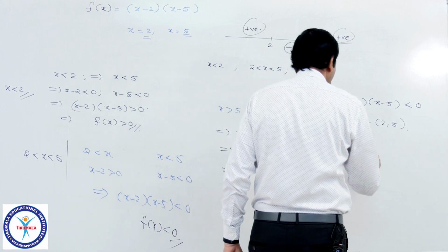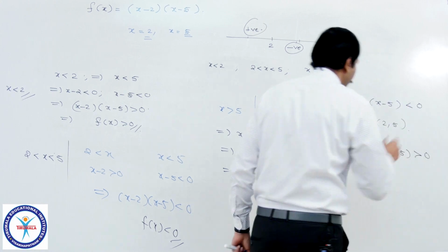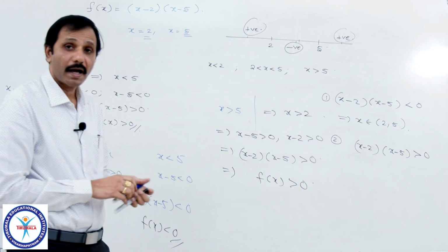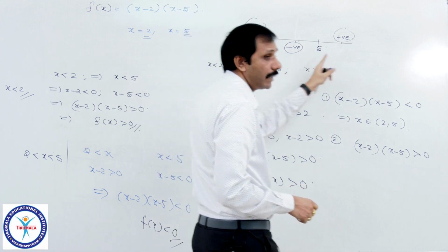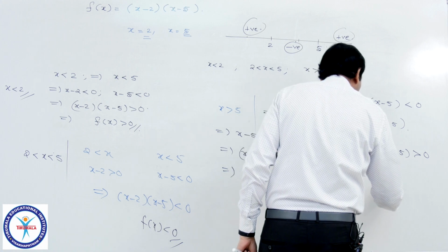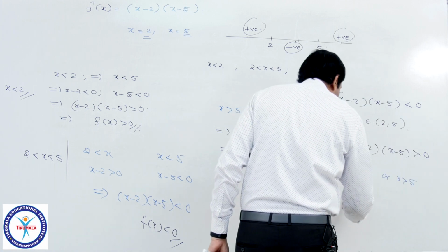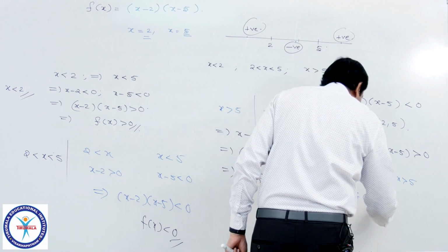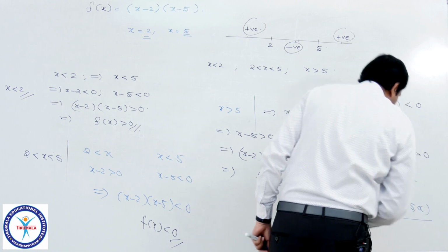Second point, (x minus 2) into (x minus 5) greater than 0, if you take, I want positive. Positive means where either it is less than 2 or greater than 5. It is x less than 2 or x greater than 5. That implies I can club them: x belongs to (minus infinity, 2) union (5, infinity).